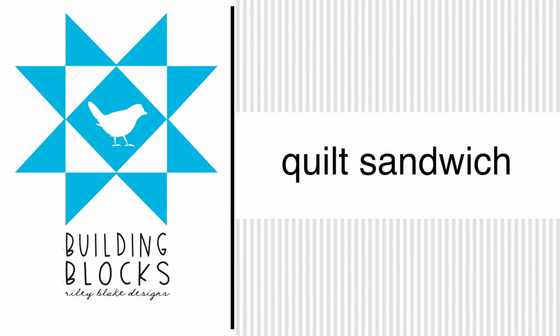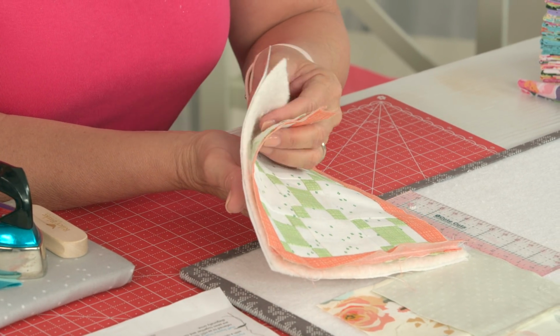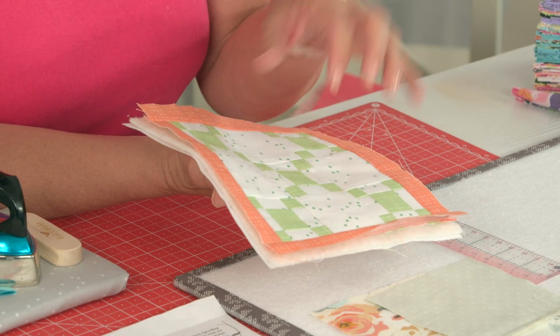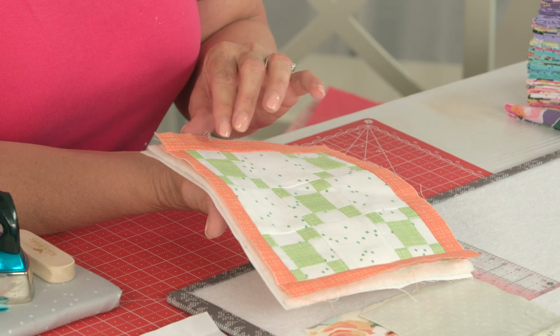Let's talk about quilt sandwich. This is an example of a quilt sandwich. It's a little mini quilt, and you've got your quilt top, your batting, and your backing. And it's all ready to be quilted either by a machine or a long arm quilter or hand quilted. And that is what a quilt sandwich is.